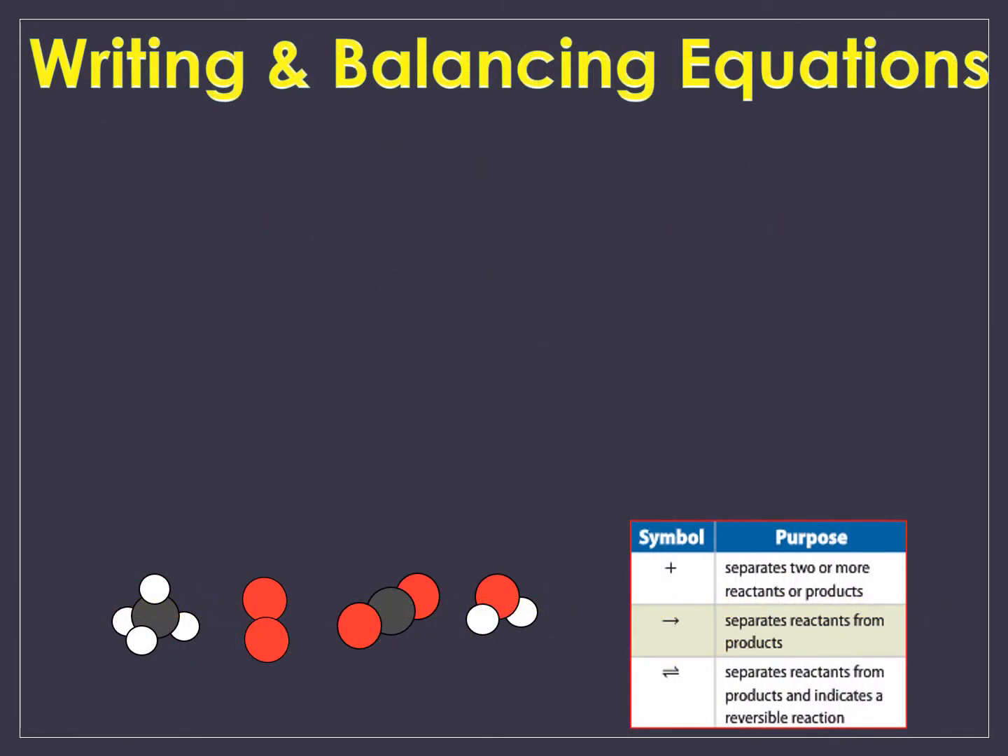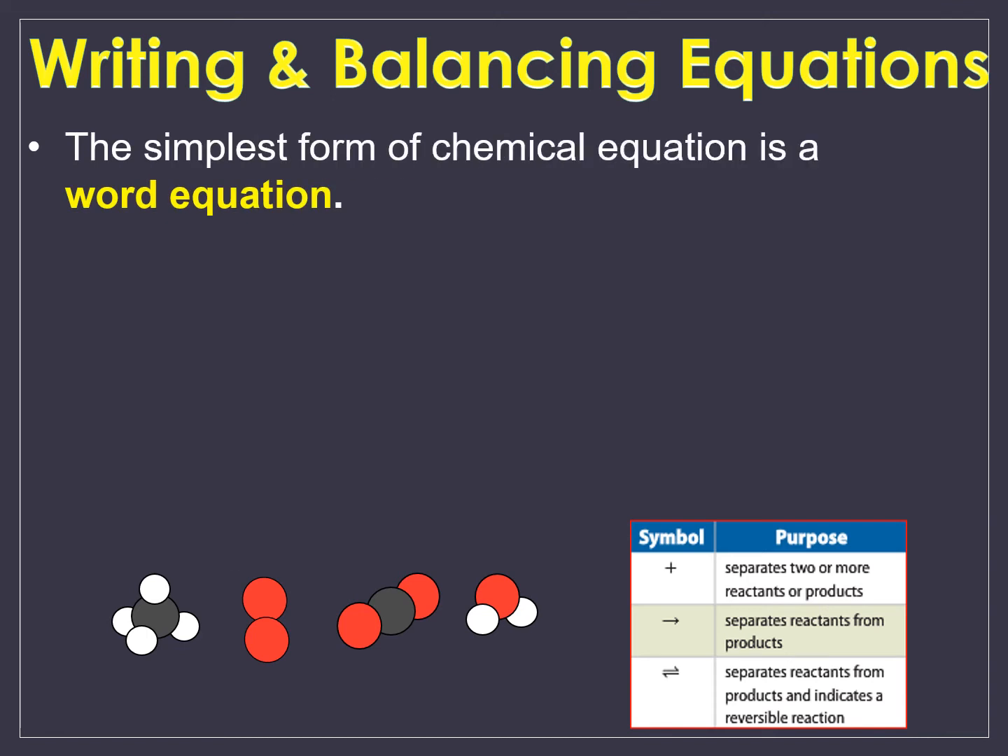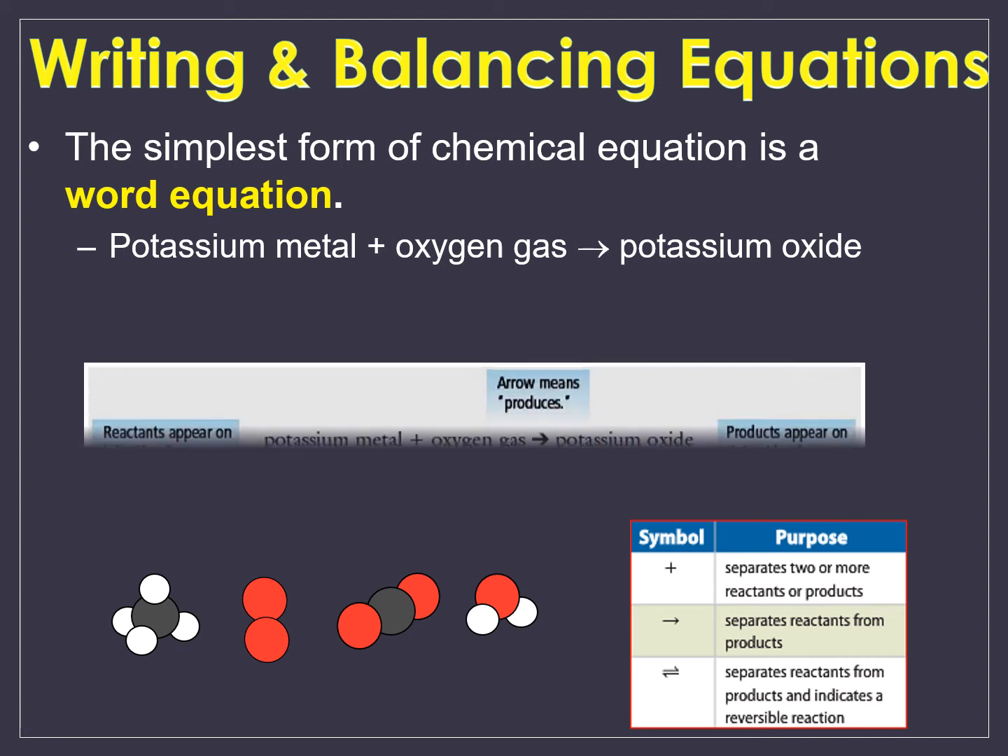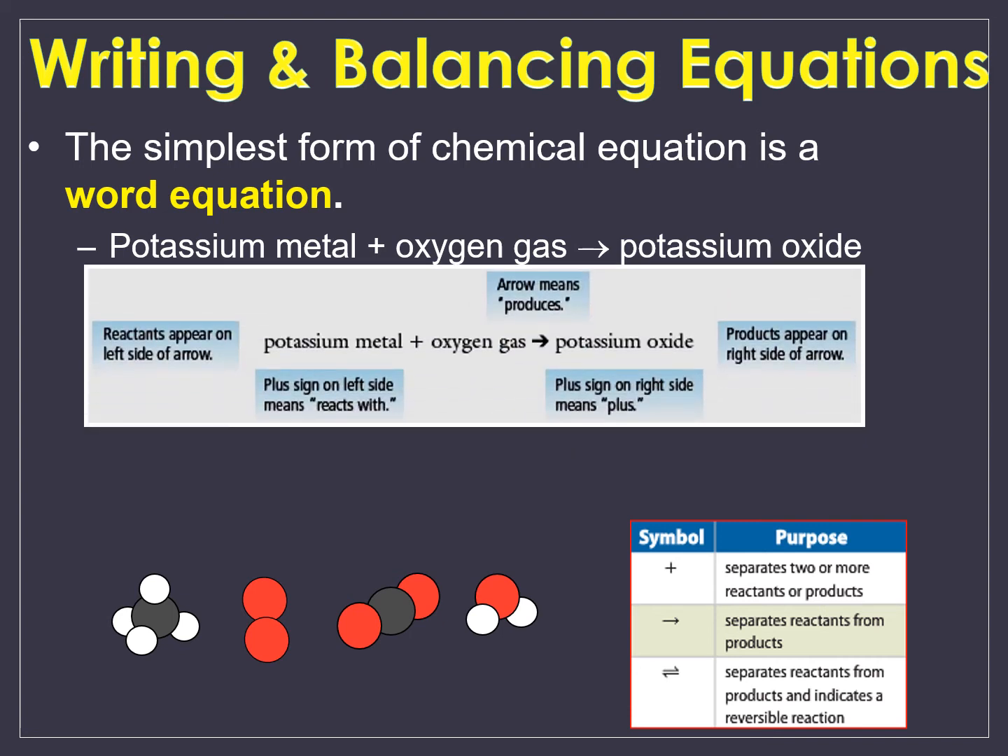Now we're moving along to page number 11 in your spiral. The simplest form of a chemical equation is a word equation. For example, potassium metal plus oxygen gas yields potassium oxide. We will rarely use this format in class, but I wanted to show you a version of this. Here, my reactants appear on the left side of the arrow, but I'm using words to describe them.